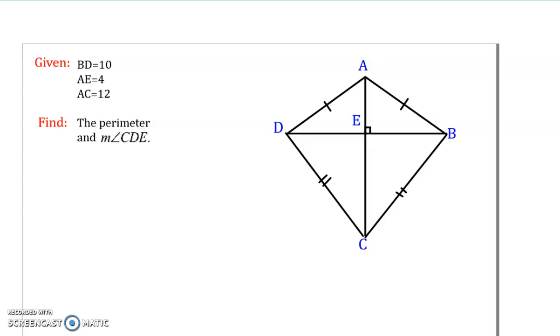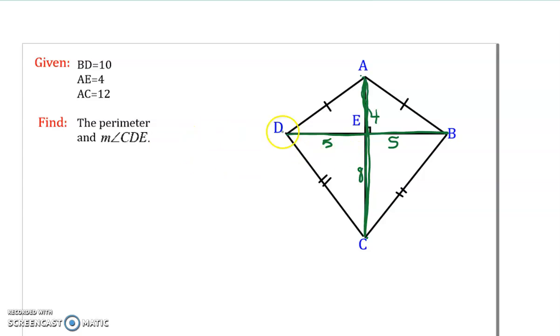BD is 10, something I want to talk about. If this is 10 and I know these two triangles are congruent, remember this would be 10, so then if these are equal, you would know that this and this are 5. AE is 4, and AC, be careful, AC is 12, 11, 10, 9, 8, so EC is 8.